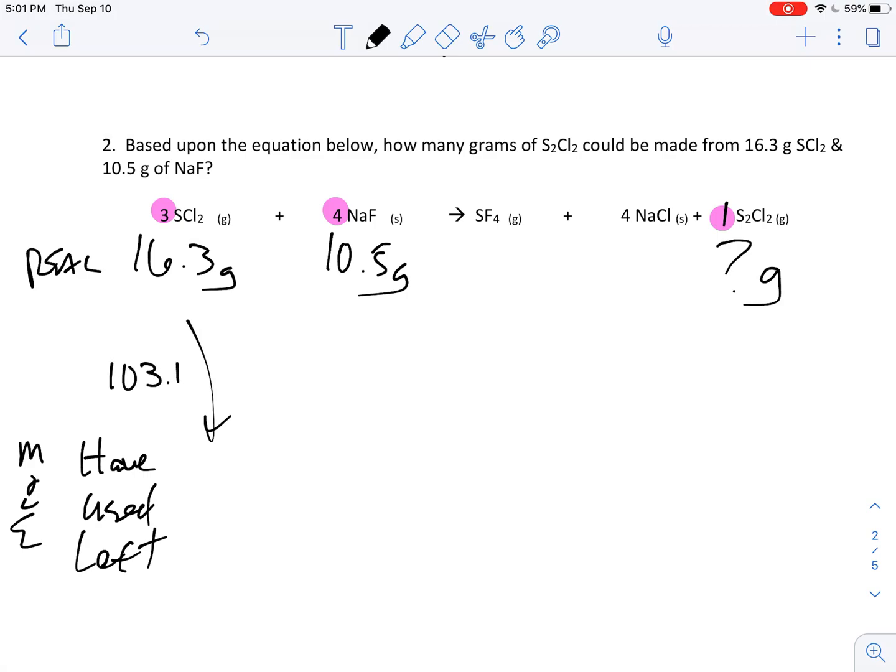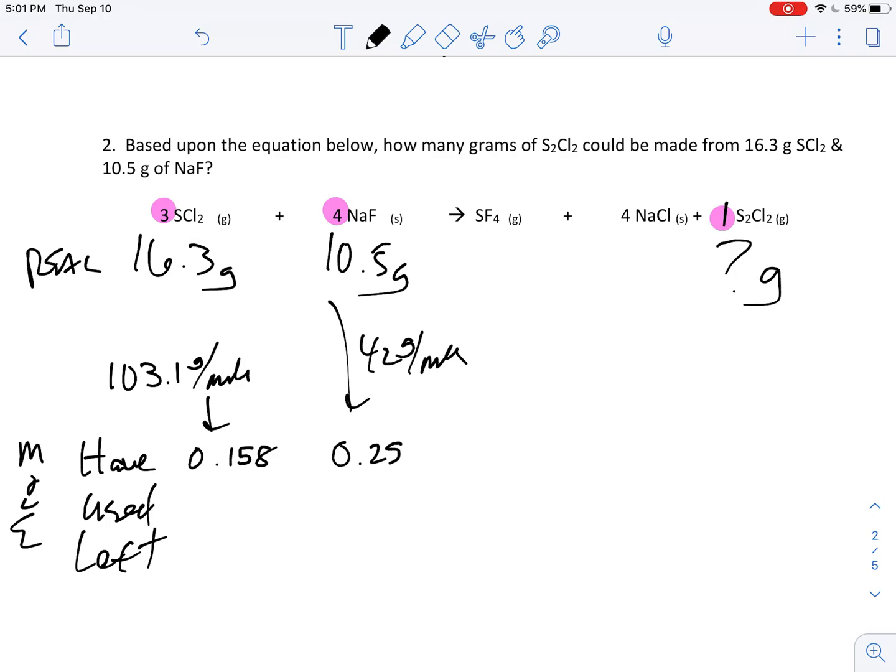This stuff weighs 103.1, and this stuff here weighs 42 grams per mole. So if you do the math on that, you end up with 0.158 moles. That's there. And you end up with 0.25 moles. That is there. One of those two is going to be the limiting reagent. You are going to run out of one of them first.